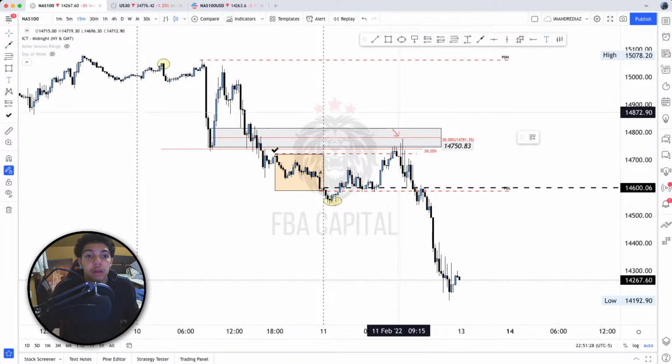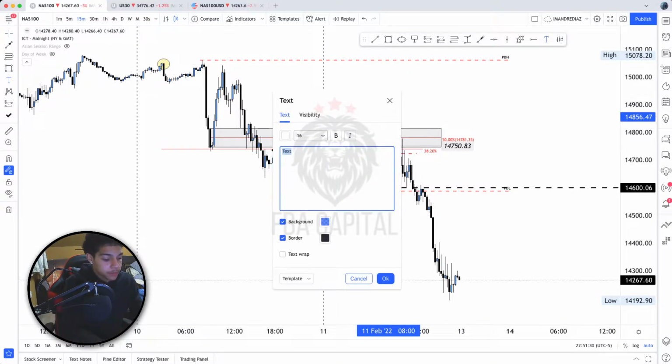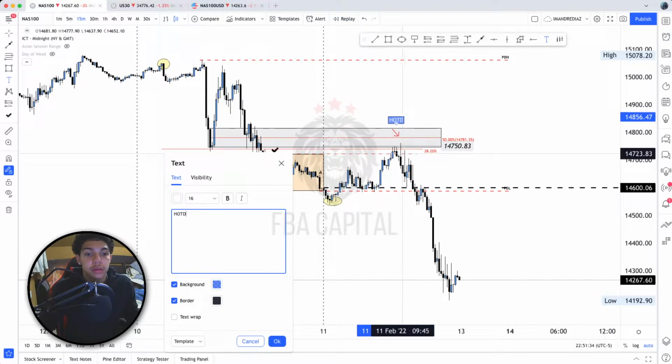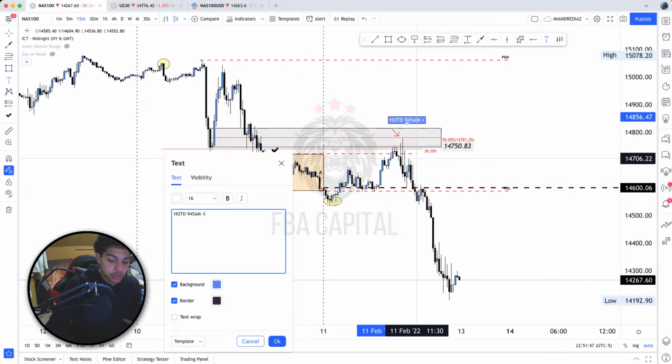So we're going to mark this all up. We have the high of the day during the New York session. Now, when was this high of the day created? 9:45. What do we know about 9:45? That is early New York session, 15 minutes after the open. So 9:45, we ended up making that high of the day. From there, we had that 38.20% rejection.